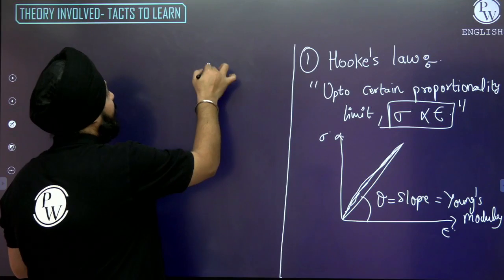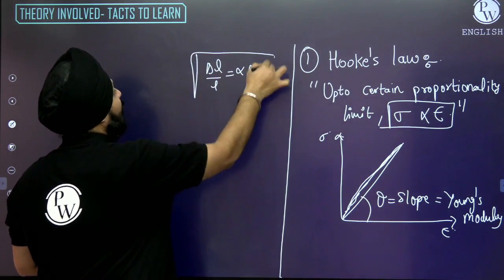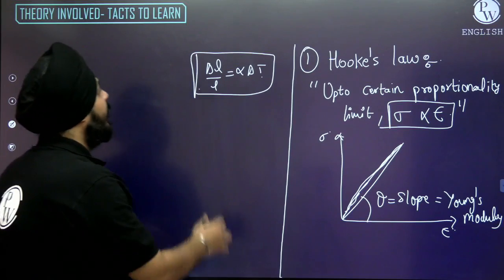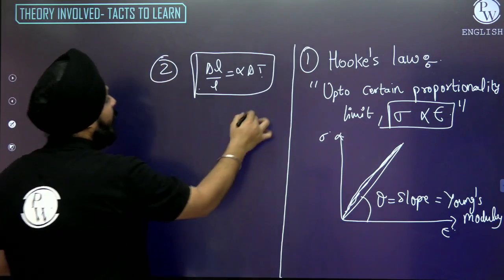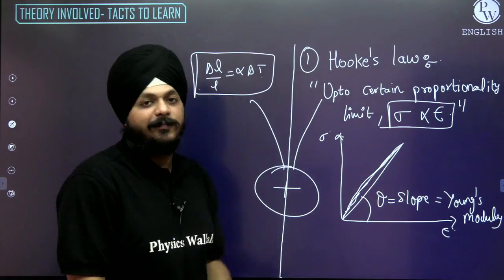And this is related to delta L by L equal to alpha delta T, where alpha is the coefficient of linear expansion of the solid. This theory we have already seen before, and we have combined these two and created new awesome fundamentals.